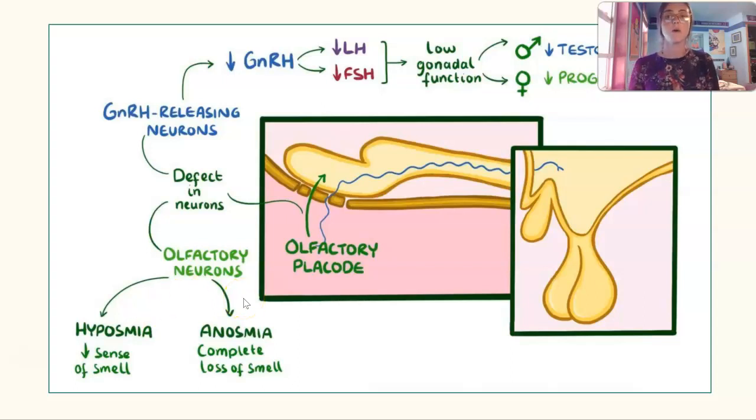In the case of sexual development issues, this is because the defective neurons that result from the mutation in ANOS1 decrease the release of gonadotropin releasing hormone, and this decreases the production of luteinizing hormone, or LH, and follicle stimulating hormone, which further lowers the overall gonadal function. In males, we see a decreased testosterone, and in females, a decreased production of progesterone, which are their sex-specific hormones.